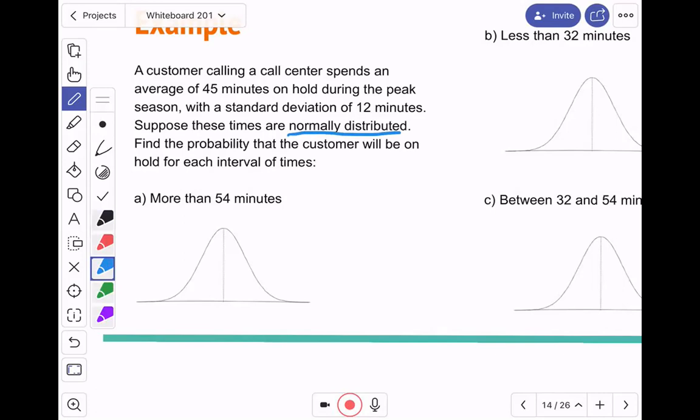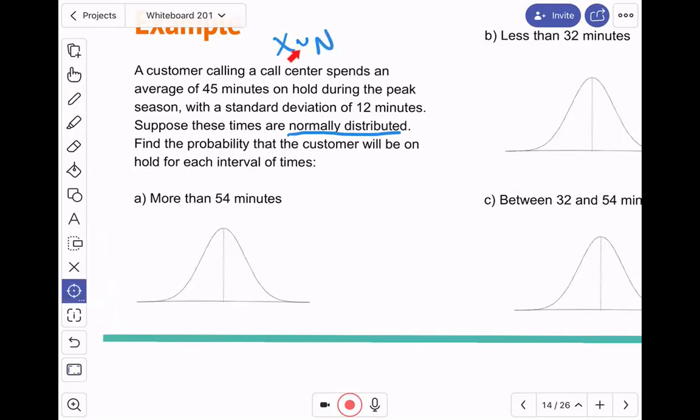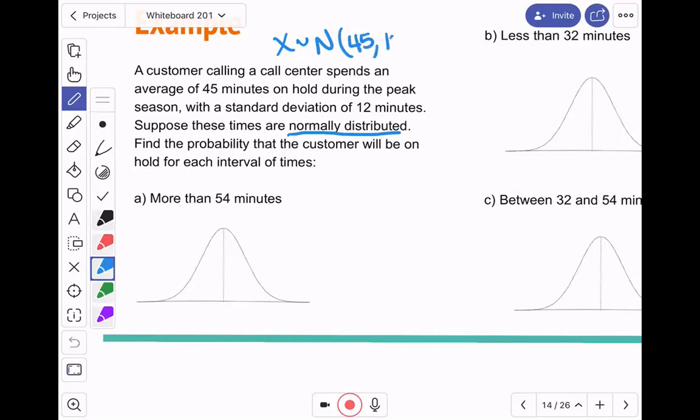So what this is literally saying is that we have a variable x. It follows a normal distribution. This symbol right here means follows. X follows a normal distribution with a mean, in this particular case, of 45, and a standard deviation of 12.